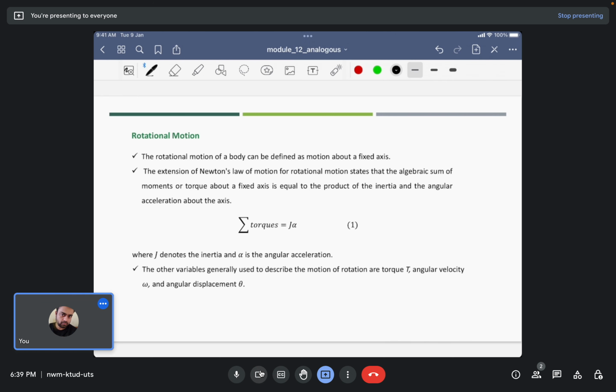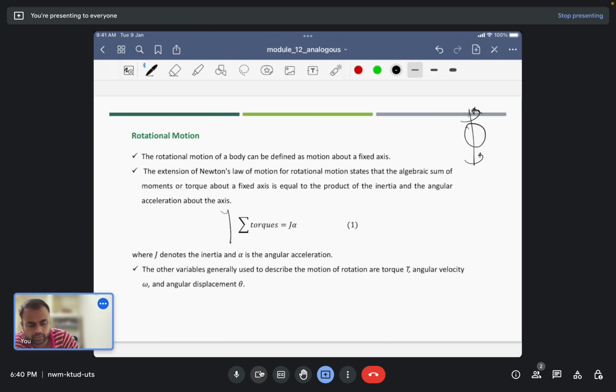So welcome back. We'll start with rotational motion now. So rotational motion can be defined as a motion about a fixed axis. So motion of the object around any fixed axis is termed as rotational motion. So it can be either clockwise or anti-clockwise. So the extension of Newton's law of motion to rotational motion states that the algebraic sum of the moments or the torques about the fixed axis is equal to the product of inertia and the angular acceleration about the axis.